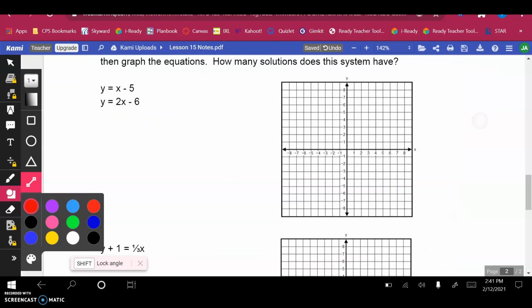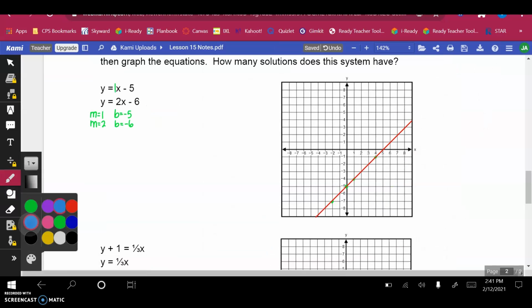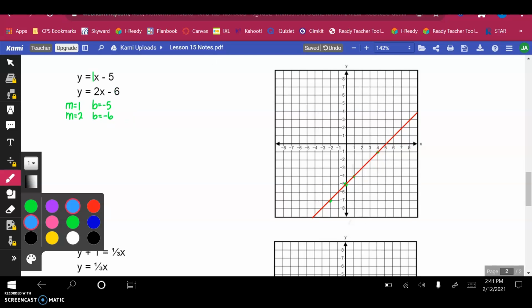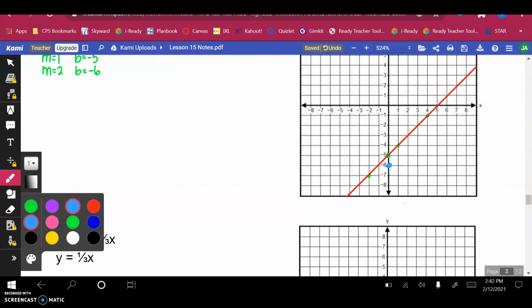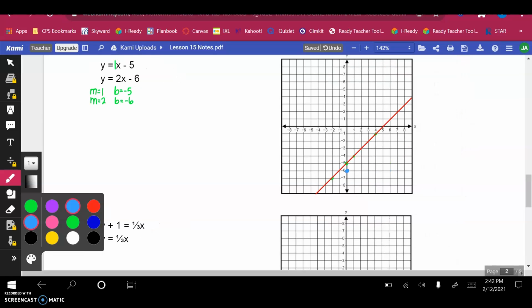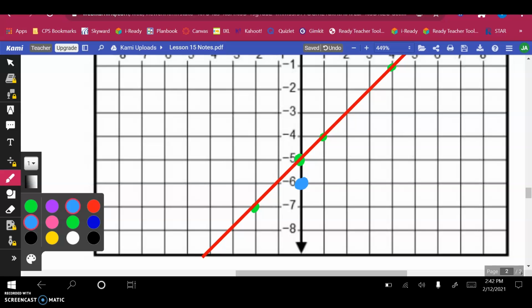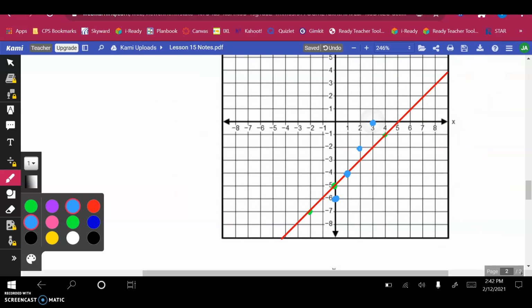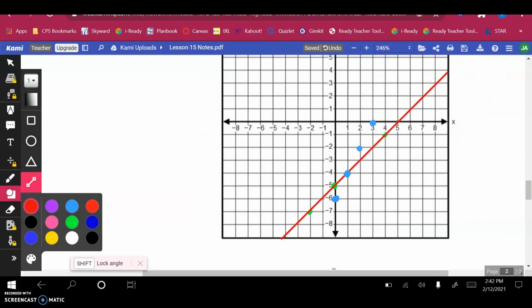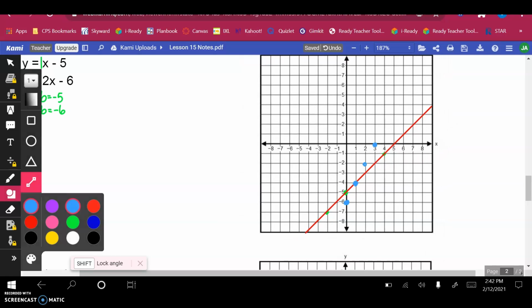So there's that equation. And then next we have 2x minus 6. So -6 is our y-intercept, so we're going to put a dot there. And our slope is 2. From that dot, I'm going to go up 2 and over 1. So 1, 2, up 2, over 1. I'm going to do that a couple more times, and then we're going to draw a line here.